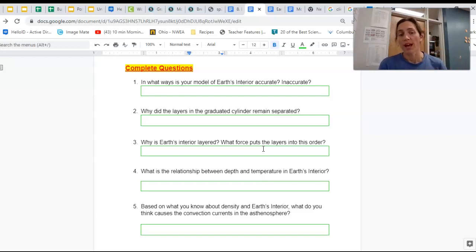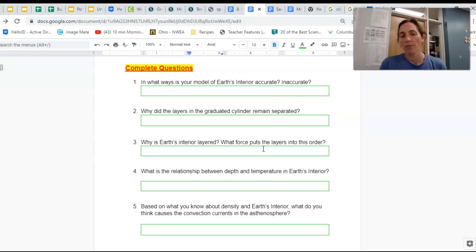So put something down. Number 2, why did the layers in the graduated cylinder remain separated? You know this. Number 3, why is Earth's interior layered? You know this. It relates to number 2. Hint, hint, hint. And the second part of 3, I threw it in there because I want to see what you're going to say. What force puts the layers into this order? We haven't talked about this force, but you've learned about this force. Number 4, do your best with that.